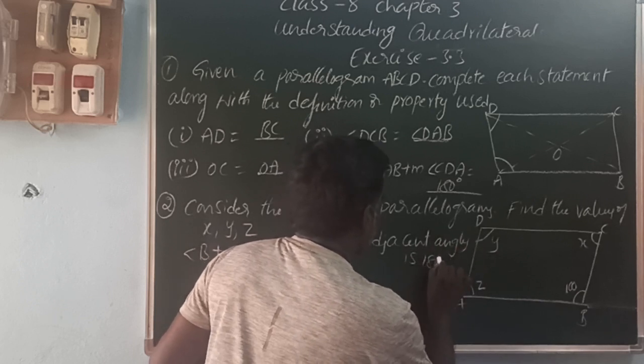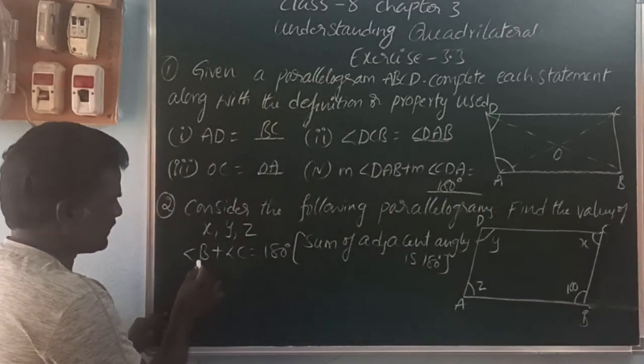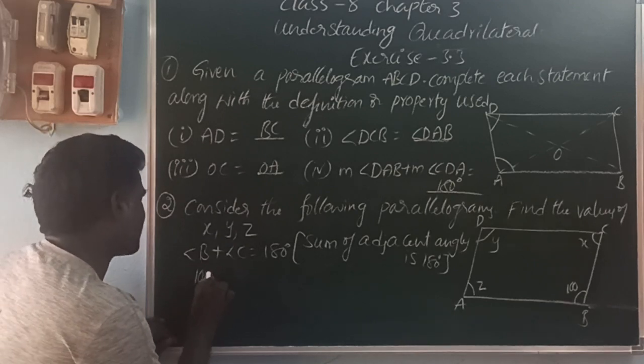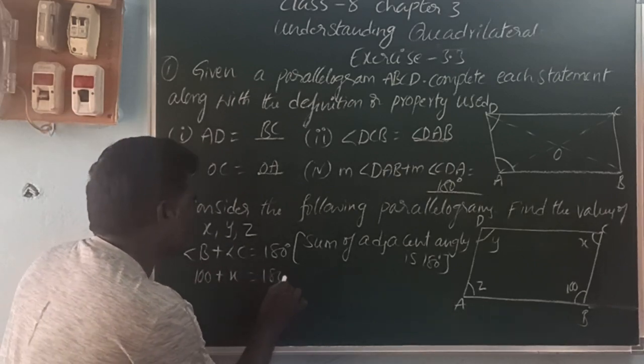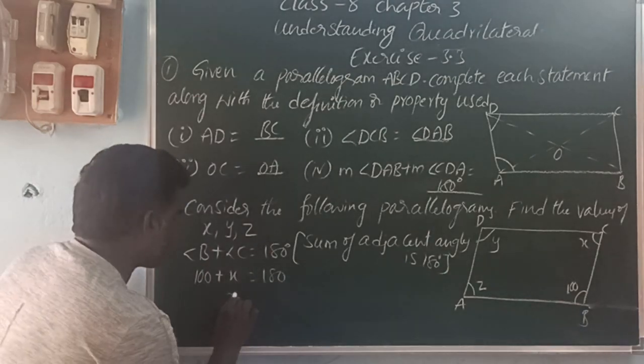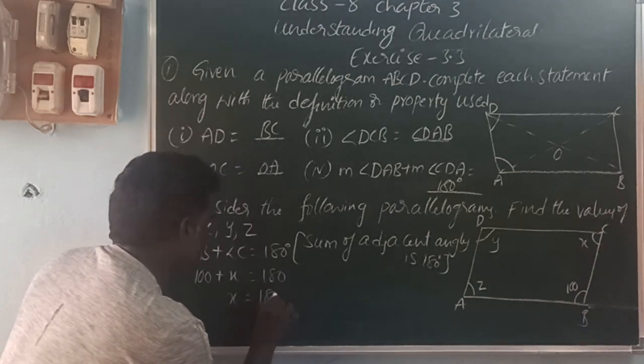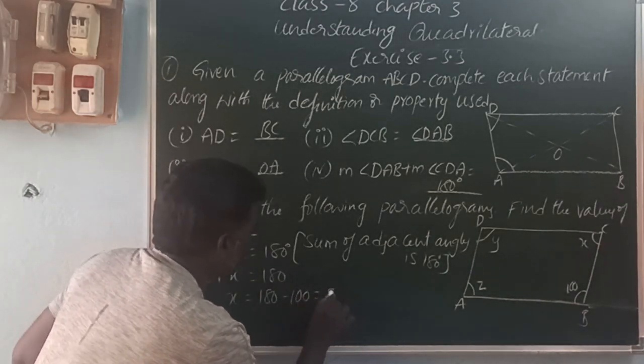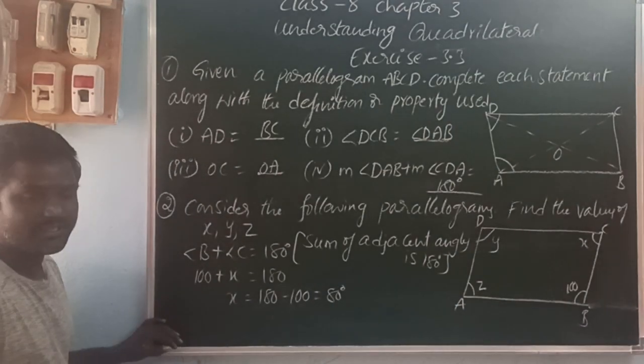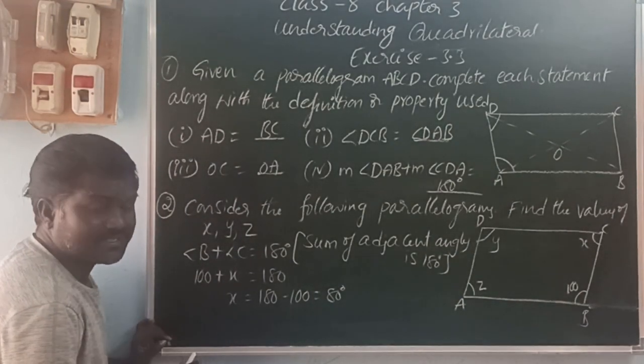So angle B is 100 and angle C is x. x plus 100 is equal to 180, so x is equal to 180 minus 100, which is 80. So x is equal to 80.